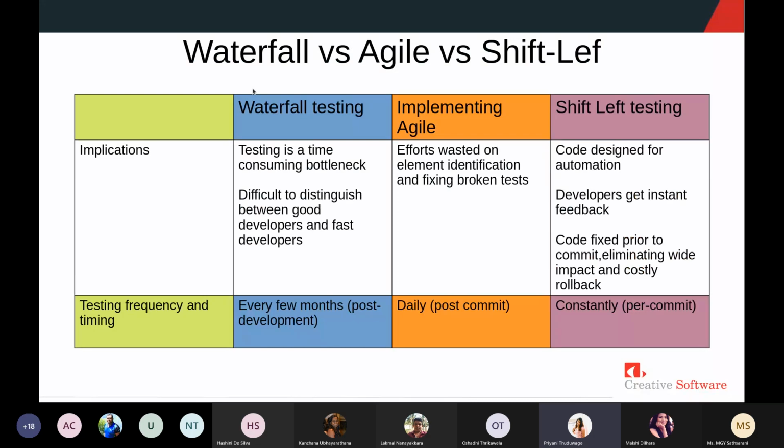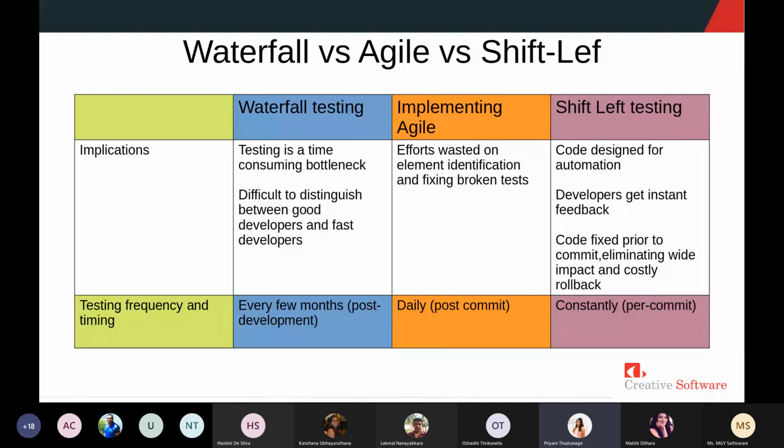So let's talk about the implications of waterfall testing. Waterfall testing is a time-consuming bottleneck. And in implementing agile, they also have to waste time identifying bugs, fixing bugs and fixing broken tests. So all those things they have to consider. But in shift left testing, developers also consider automation. They also interact with the automation things.